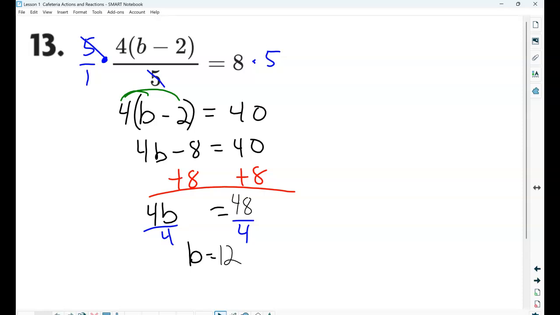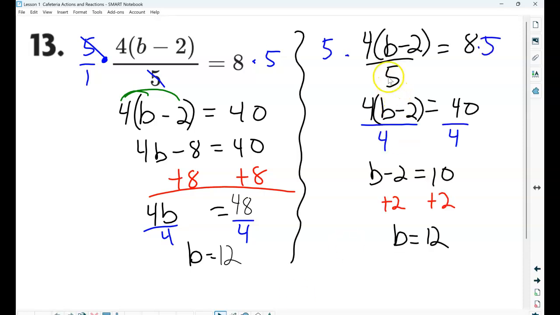And like I said, another way to do that is to first multiply by 5 the same way and get 4b minus 2 is equal to 40, but then divide by 4 and get 10. Okay, notice how you divide by the 4 way earlier. And now we just add the 2 on both sides, and b is equal to 12.